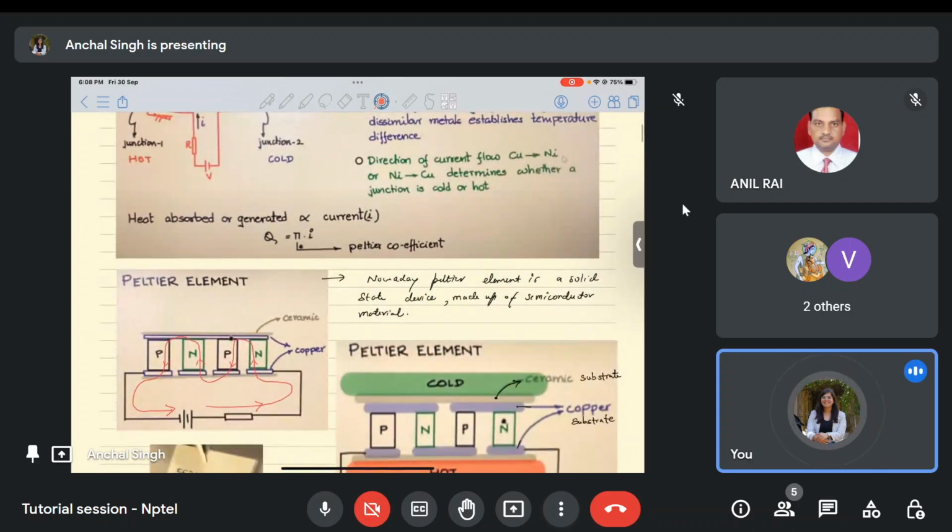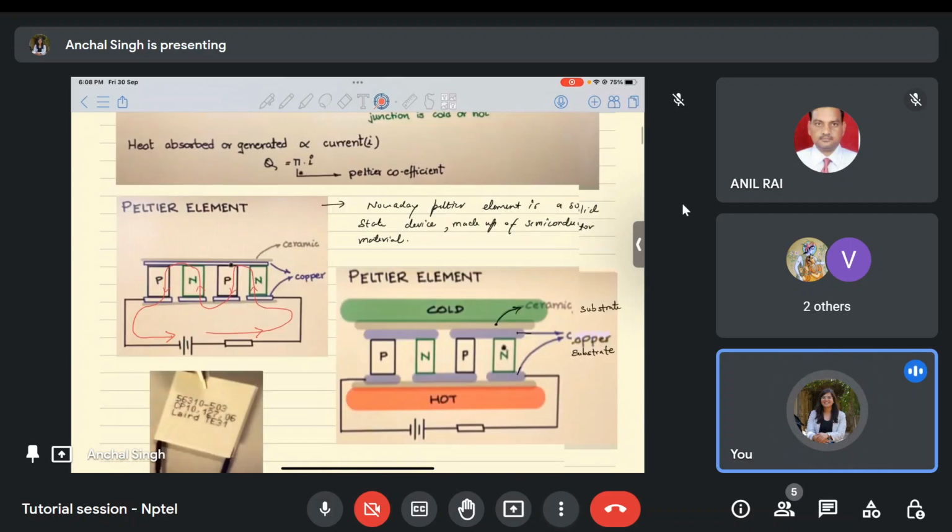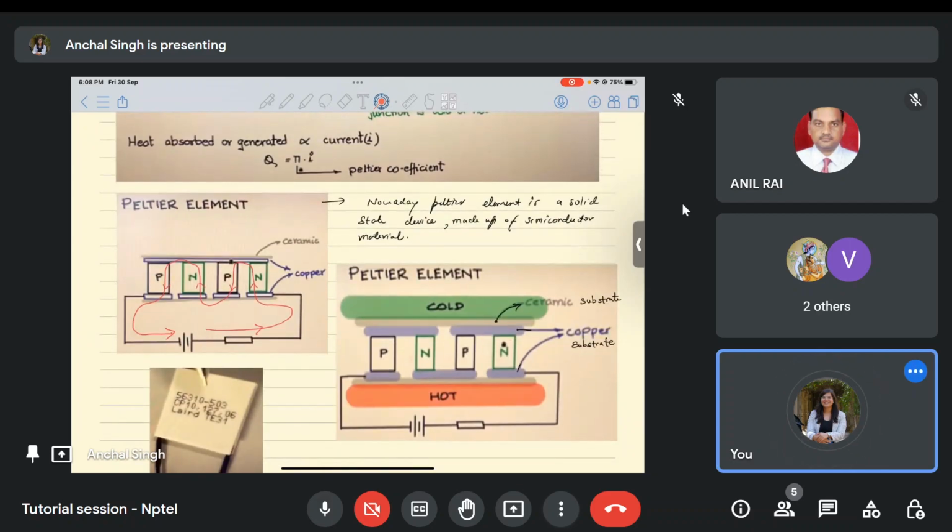Now, heat absorbed or generated at these junctions: at the cold junction, heat will be absorbed. At the hot junction, heat will be given out. This heat absorbed or generated is proportional to the current that you flow through this module. And this equation is given as Q equals pi I, where pi is called the Peltier coefficient.